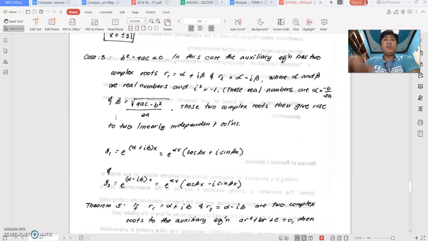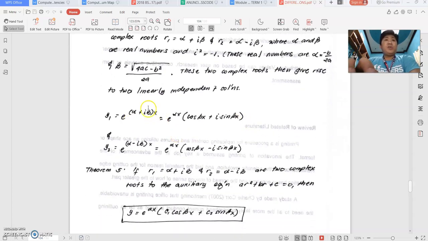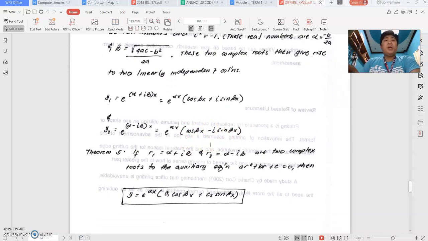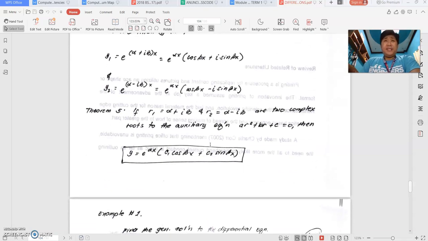These two complex roots then give rise to two linearly independent solutions: e raised to the power of the first root times x and e raised to the power of the second root times x. In this case, it will be equal to e raised to the power of alpha x, and this one will be equal to cosine beta x plus i times sine beta x, and the negative sign also for the root 2.